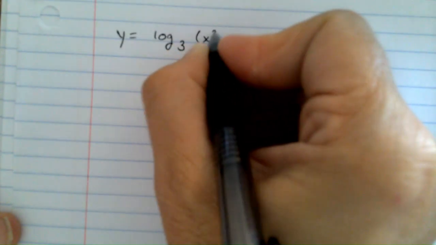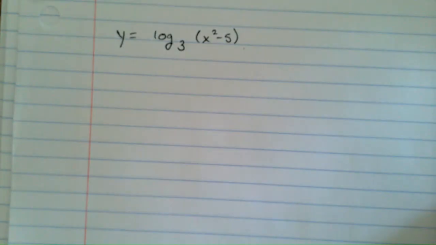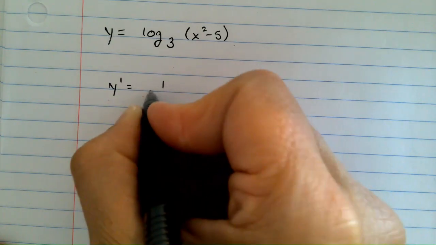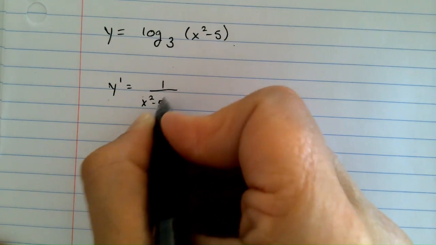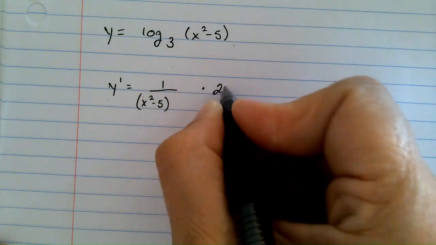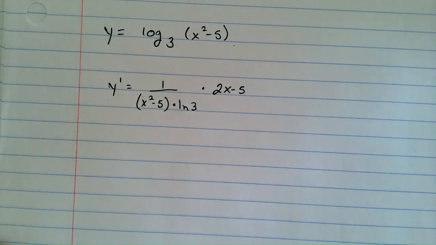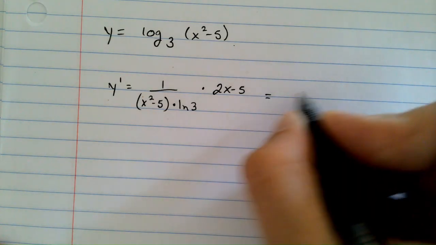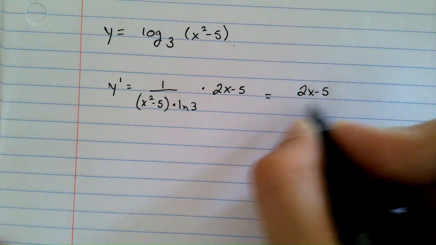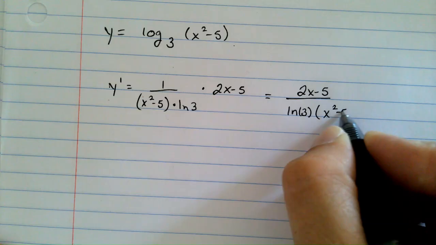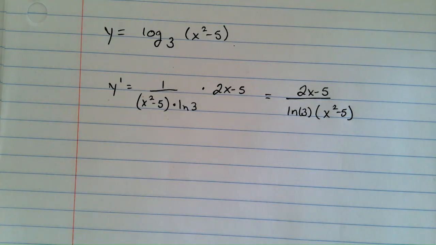Y equals log base 3 of x squared minus 5. Okay, this time we don't have natural log, so that does throw a little extra wrench in our gear, right? So y prime is going to equal 1 over what's inside multiplied by the derivative of what's inside, but you also have times the natural log of the base right there. And that's all you have to do. So not so bad, right?